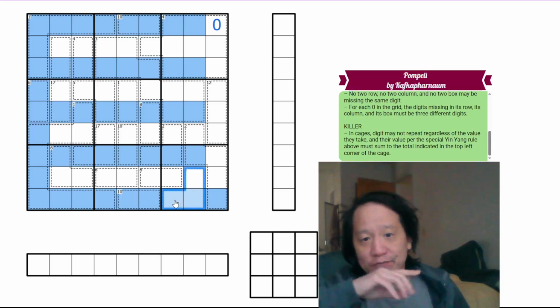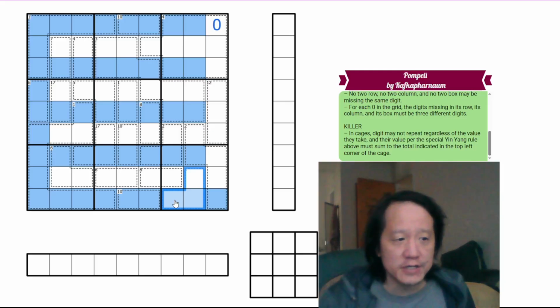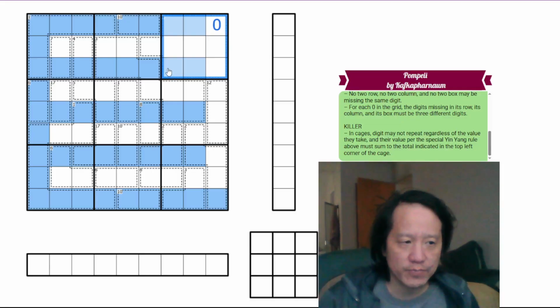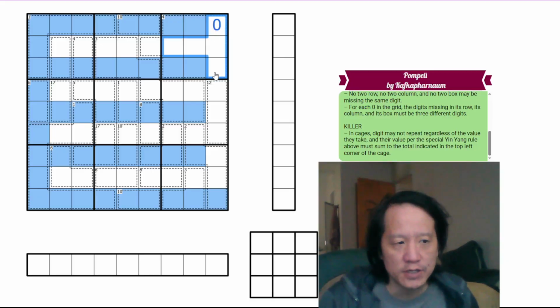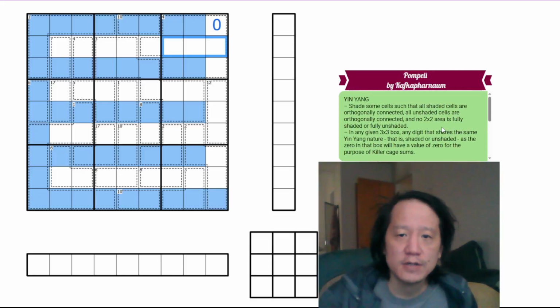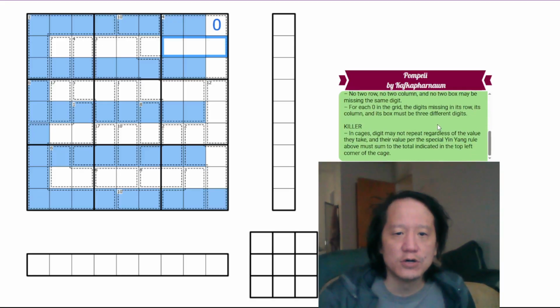But remember, the value of every shaded cell, every cell that's shaded the same as the 0 in the box, has to be 0. Whereas the digits that aren't shaded the same as the 0 in the box are the different digits, essentially. And those are all the rules.